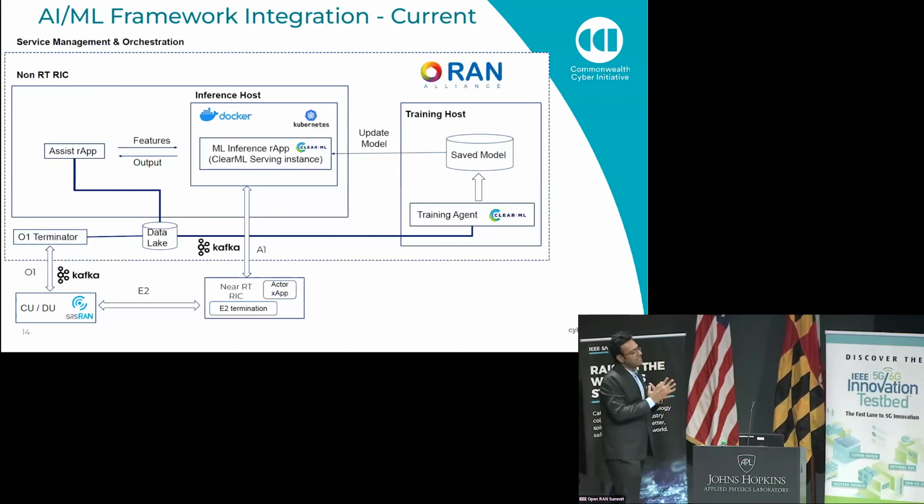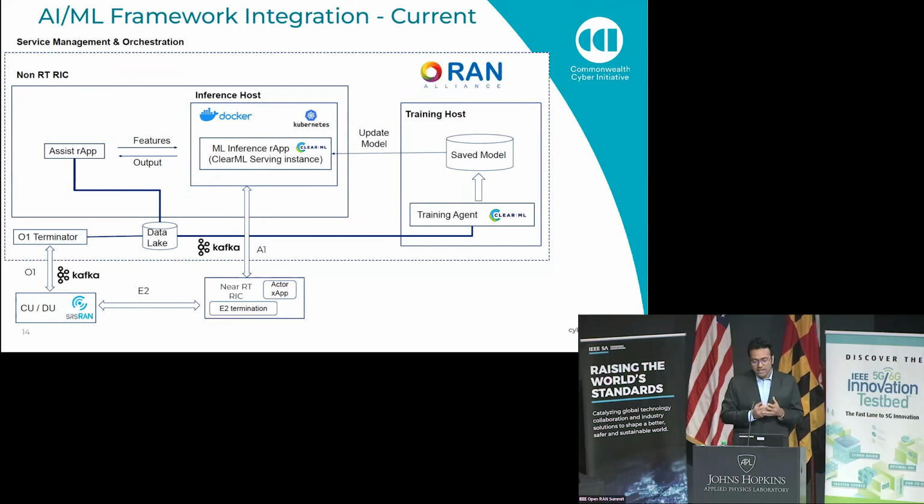Okay, so this is the current status of the AI/ML framework integration into the CCI XG testbed. We have the non-real-time RIC where we are placing the inference host, and we have a separate training host, which is basically the AI/ML framework. In the training host, we are running a ClearML agent, which is my training agent, and that generates the trained model out of the data that we feed it with. The model is saved in a database, from where we update the model to the inference host.